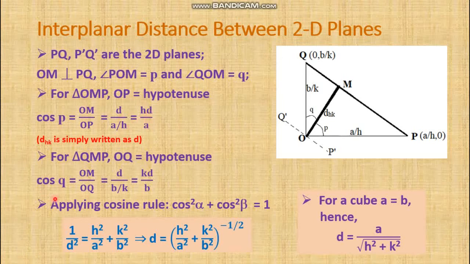Simply, the value of cos Q is KD by B, and when they are combined by means of the cosine rule, cos square alpha plus cos square beta equals 1, or cos square P plus cos square Q equals 1, then it gives the result 1 by D square equals H square by A square plus K square by B square, or D equals H square by A square plus K square by B square whole to the power minus half. Okay, and for a cube, A equals B, in that case D equals A by root over H square plus K square.